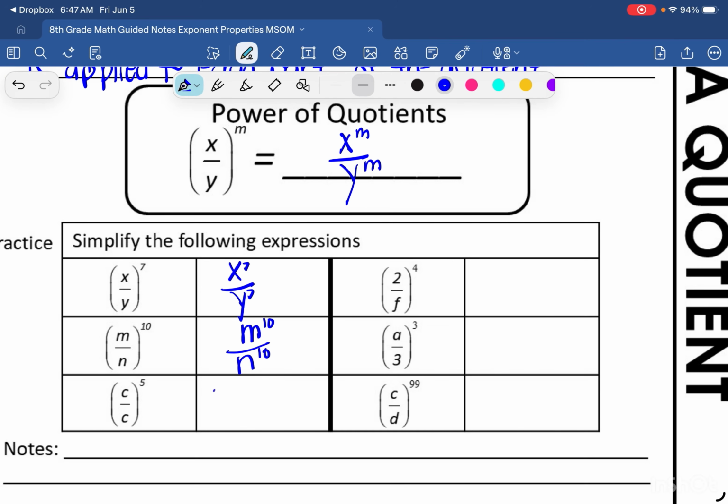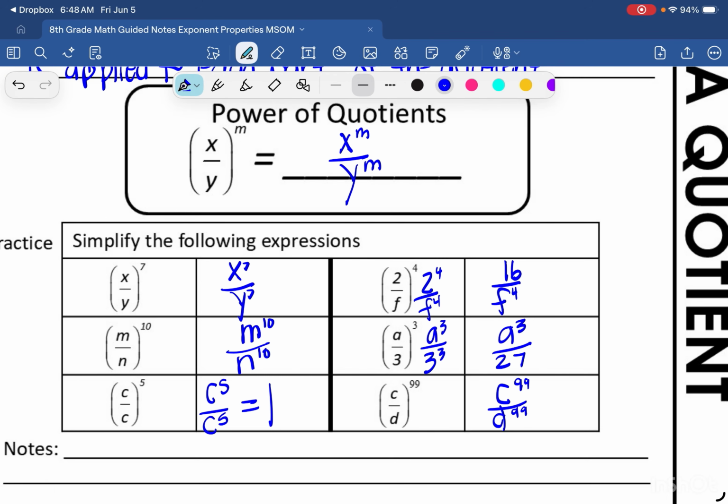C divided by c to the 5th is c to the 5th over c to the 5th, which is 1. 2 divided by f to the 4th, so that would be 2 to the 4th over f to the 4th. 2 to the 4th is 16, and then f to the 4th on the bottom. A over 3 to the 3rd, so a to the 3rd over 3 to the 3rd would give me a to the 3rd, and then 3 cubed is 27. C over d to the 99th is c to the 99th over d to the 99th.